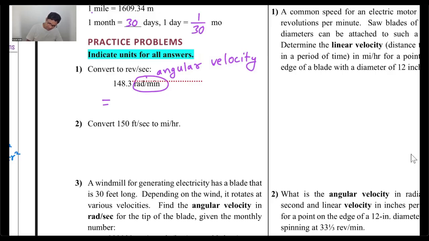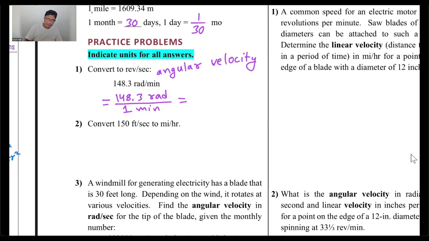Radians. So the way we do this is like this, okay? I was talking earlier about the reason why we might want to convert. Now I'm going to get into the process of how exactly to do this correctly. What you do is you write that as a fraction. 148.3 radians per, which means division, right? Divided by 1 minute. That helps you get this correct.